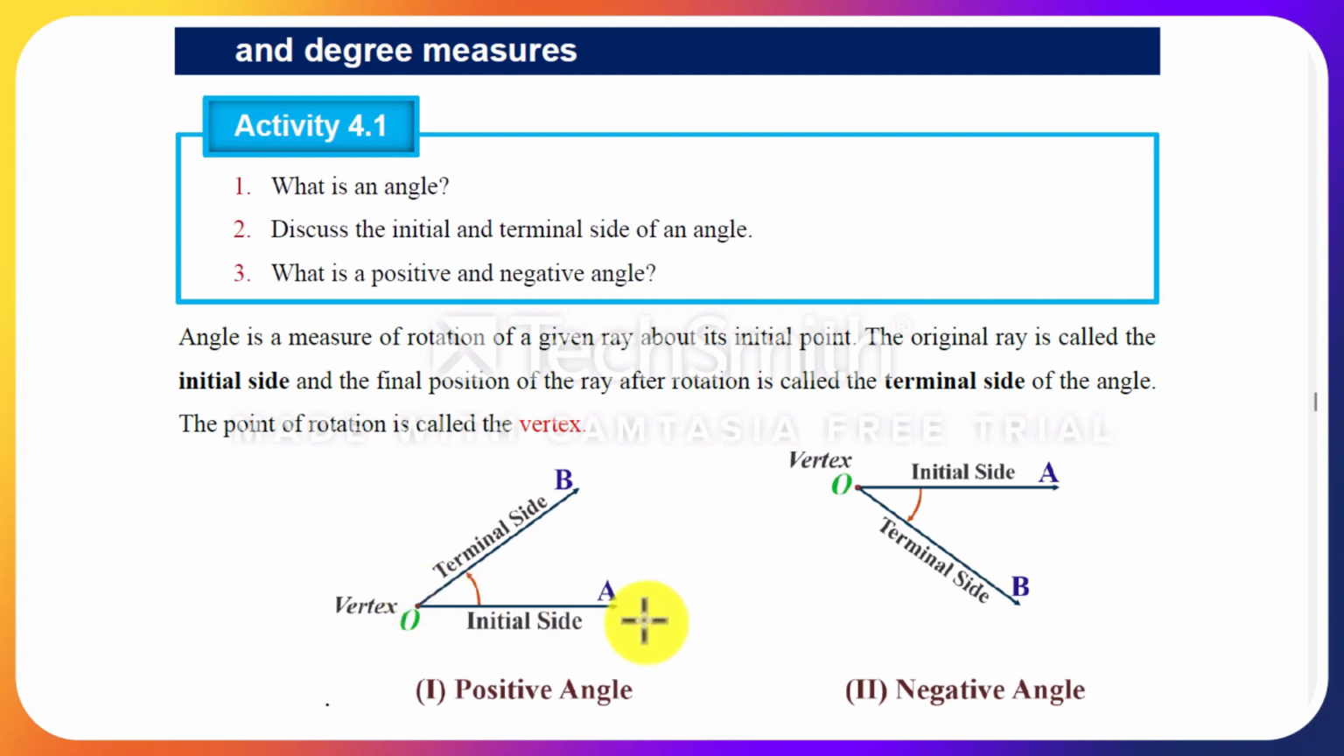The other one, therefore we see here an angle is formed. Therefore an angle is formed by rotating a given ray about its initial point. Therefore the angle that is formed by rotating a given ray may be positive or negative depending on what? The direction of rotation.